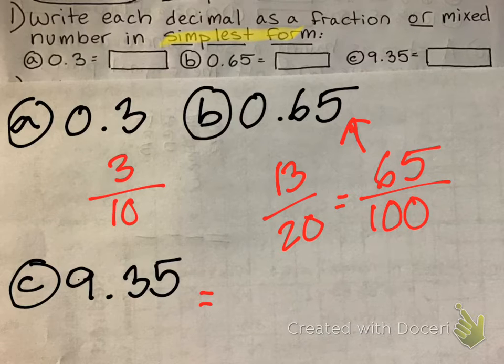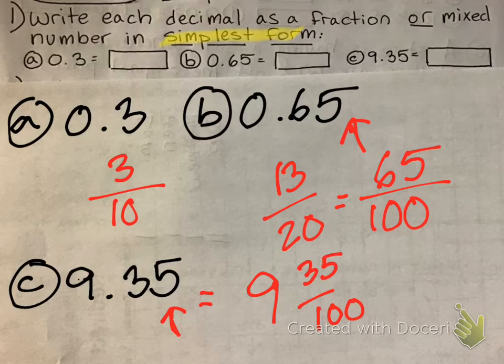Lastly, here's the cheat method for this one. We already know it's going to be a mixed number. So we know it's going to be 9 and something over something. You don't even need to do anything with that first number. What place value is this in, Nathan? 100. It's in the hundredths. So then it's going to be 35/100. Is that our answer? No, we need to simplify.